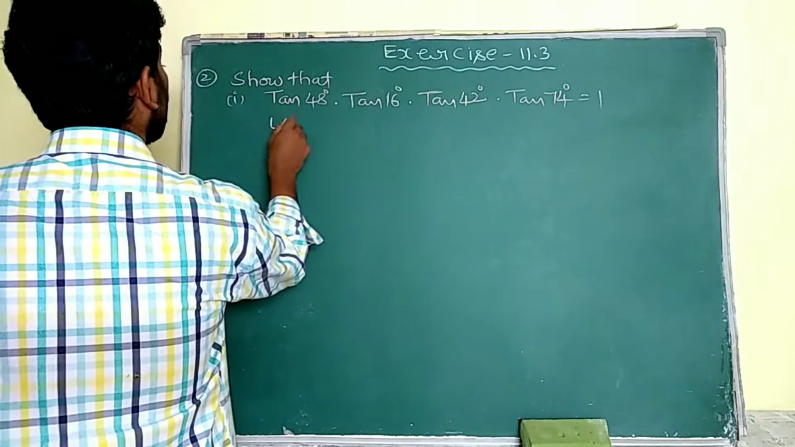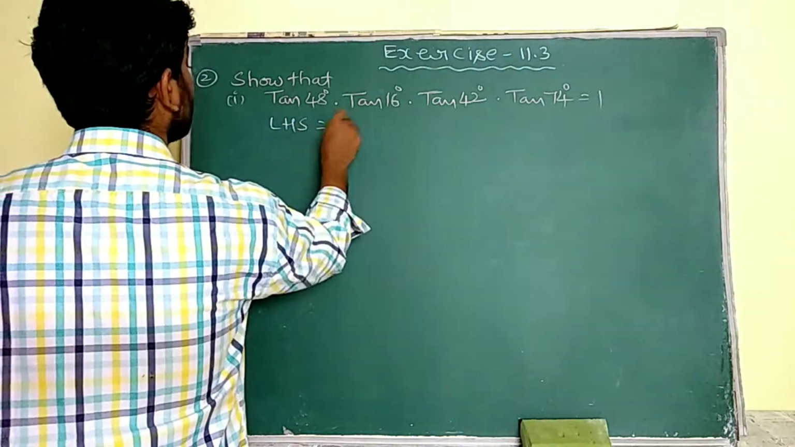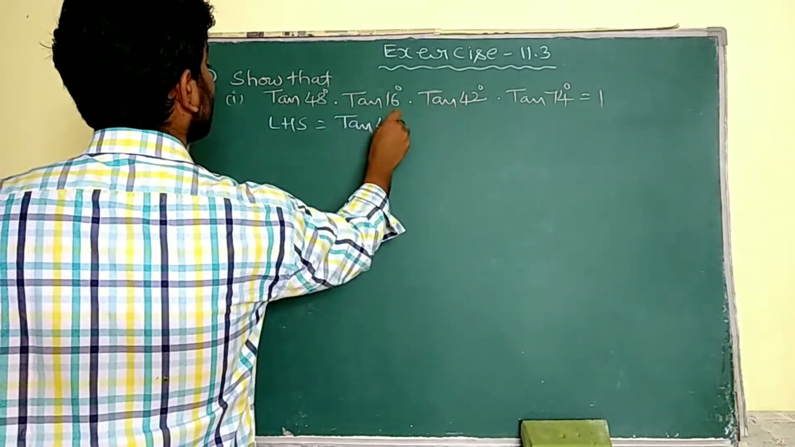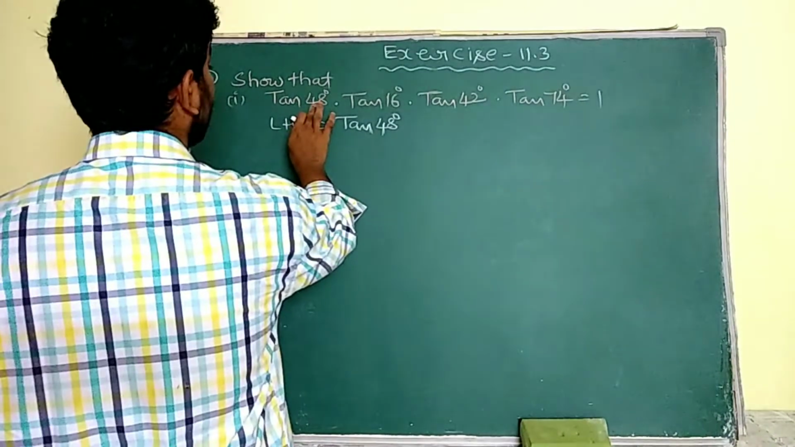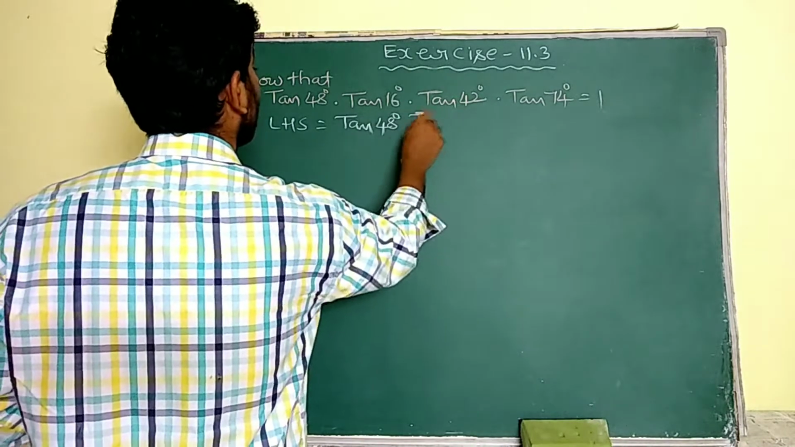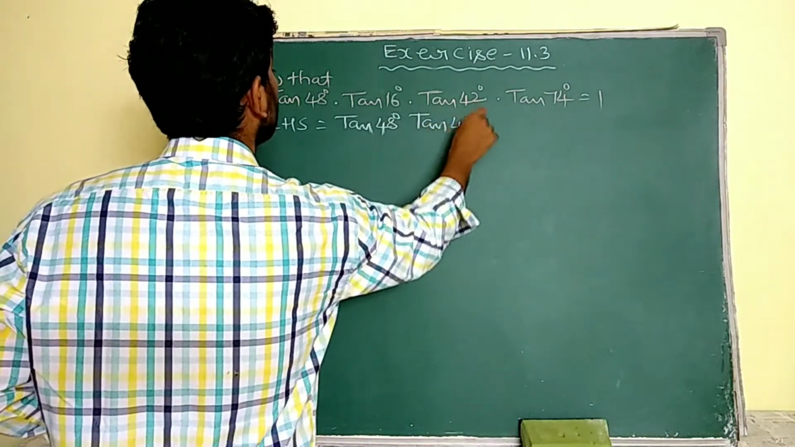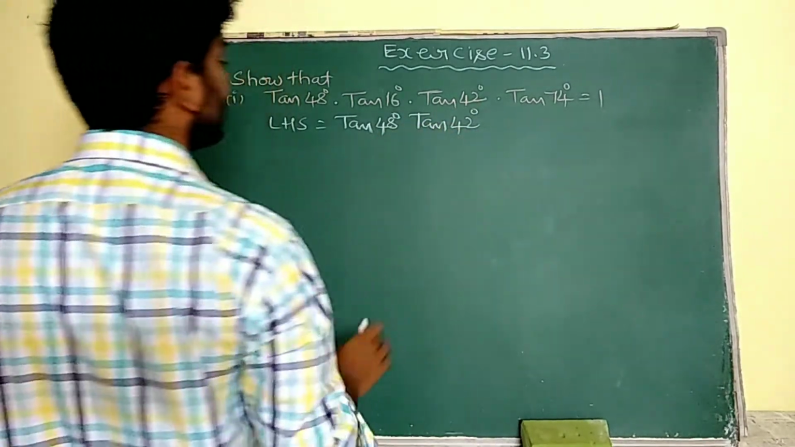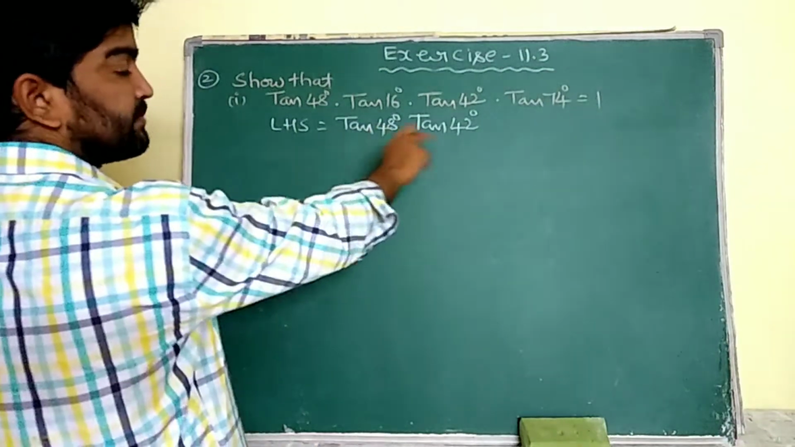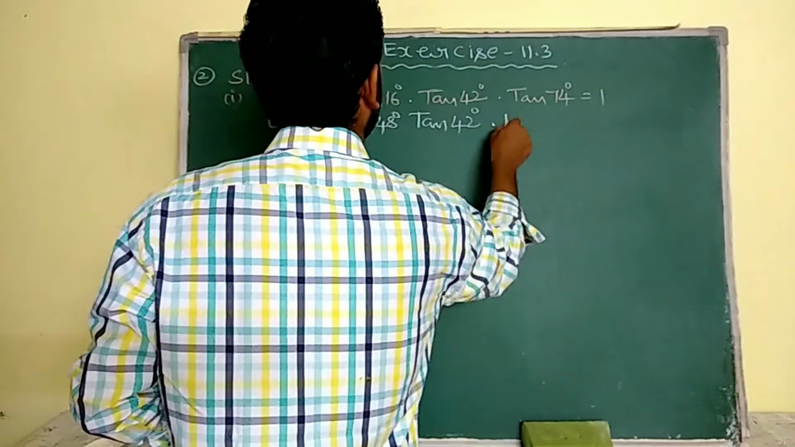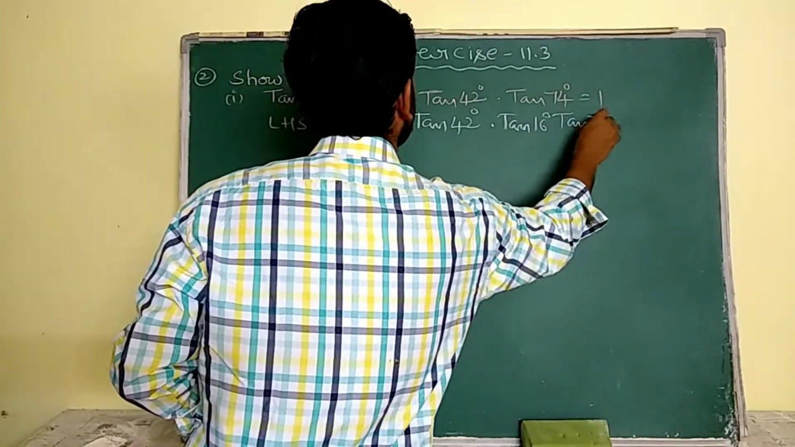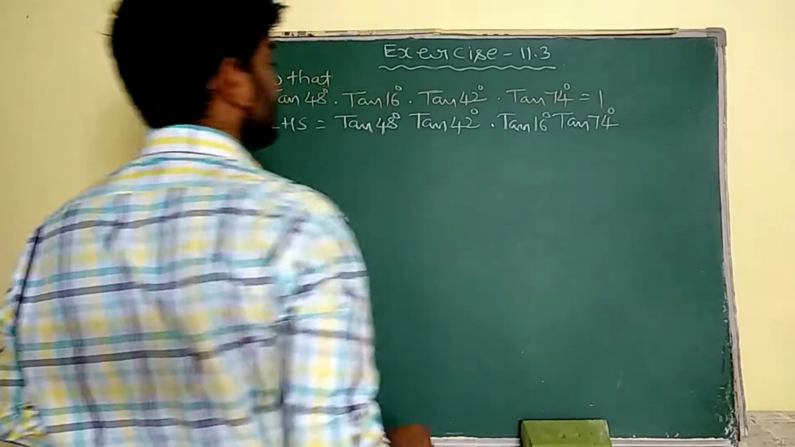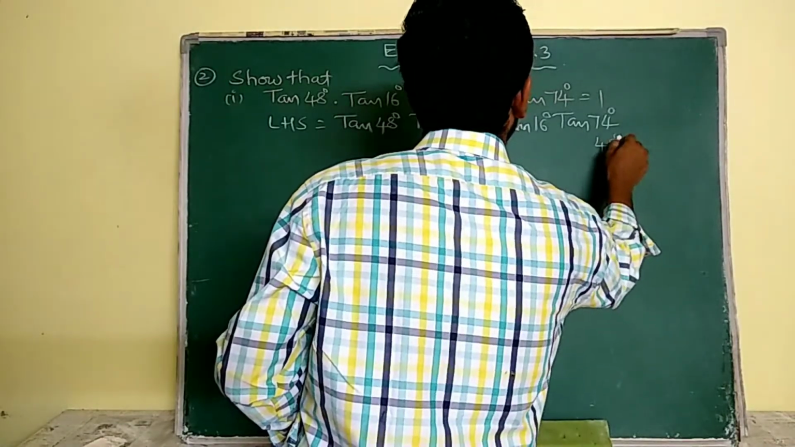Now, LHS is equal to tan 48 degrees. I am going to pair up while writing the LHS. 48 degrees' complementary angle is tan 42, we know that. So, this 48 and 42 are complementary numbers. That is why I just paired these two. And tan 16, tan 74 degrees.